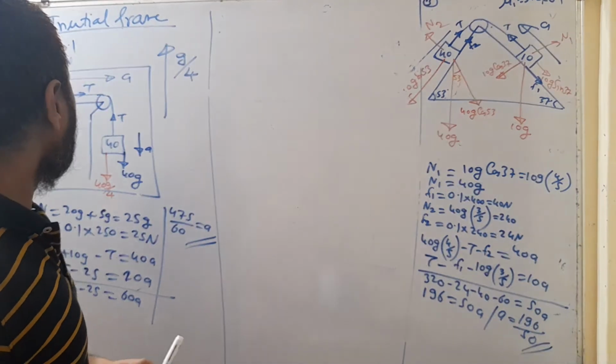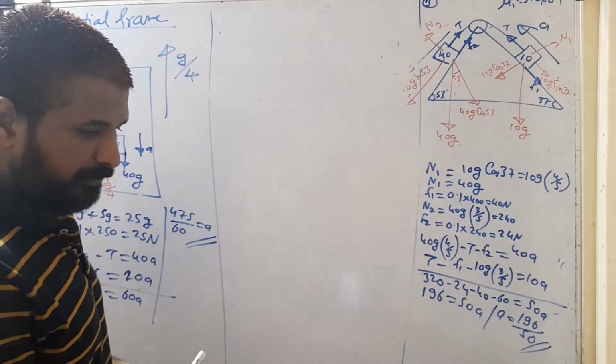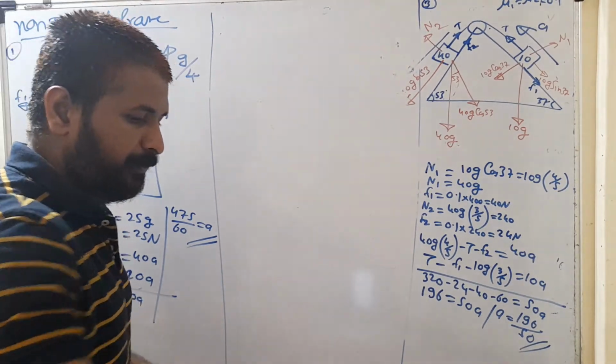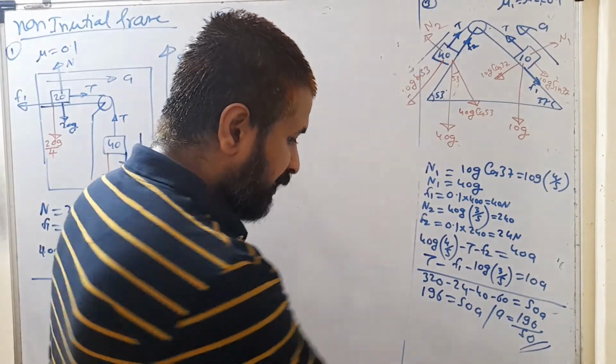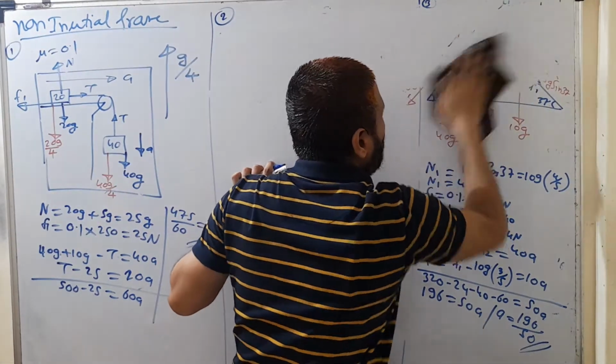Clear? Now suppose in a non-inertial frame the surface is inclined. In the second case, the surface is non-inertial and inside that non-inertial frame the surface is inclined, then how to handle it?